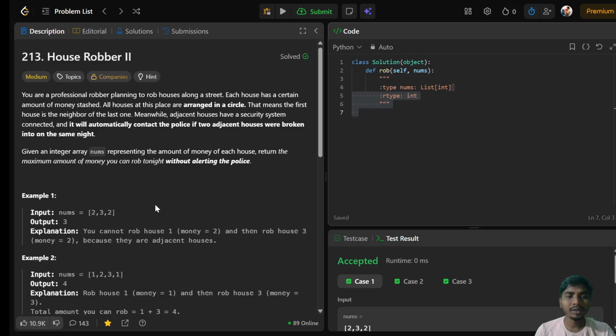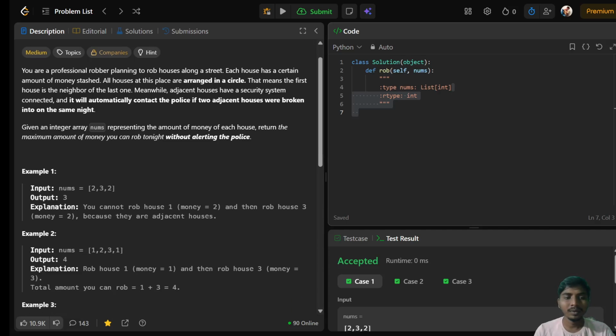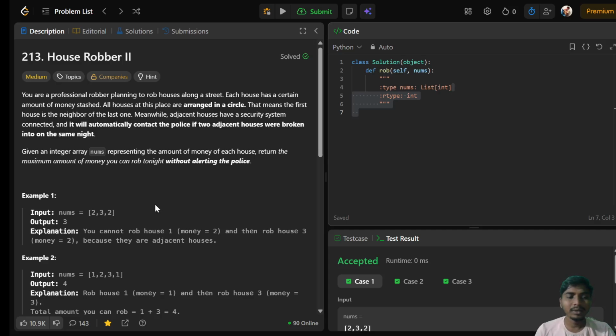Given an integer array nums representing the amount of money of each house, return the maximum amount of money you can rob tonight without alerting the police. The problem is clear that they will provide a nums array with some values representing the money in each house. House 1 contains 2, house 2 contains 3, and house 3 contains 2. And we will return the maximum amount that the robber can rob from all the houses.